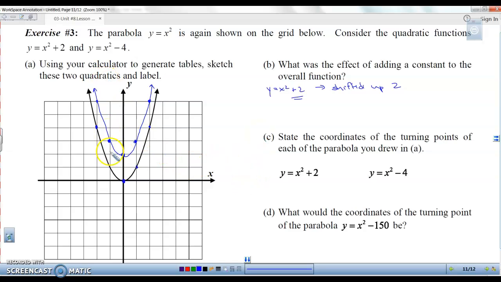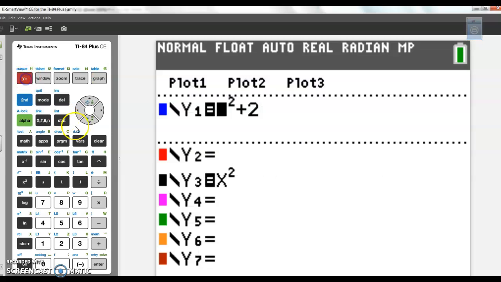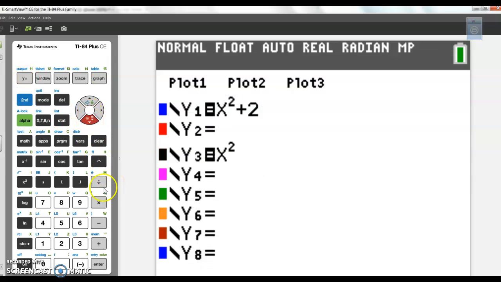All right, now let's look at x squared minus 4. Let me do a different color so I know which one I'm doing here. y equals x squared minus 4. Let's see what that does. Can anybody predict what you think it's going to do? Well, let's take a look and see. Go to y equals. I'm going to go down to y2 here. I'm going to put in x squared minus 4.